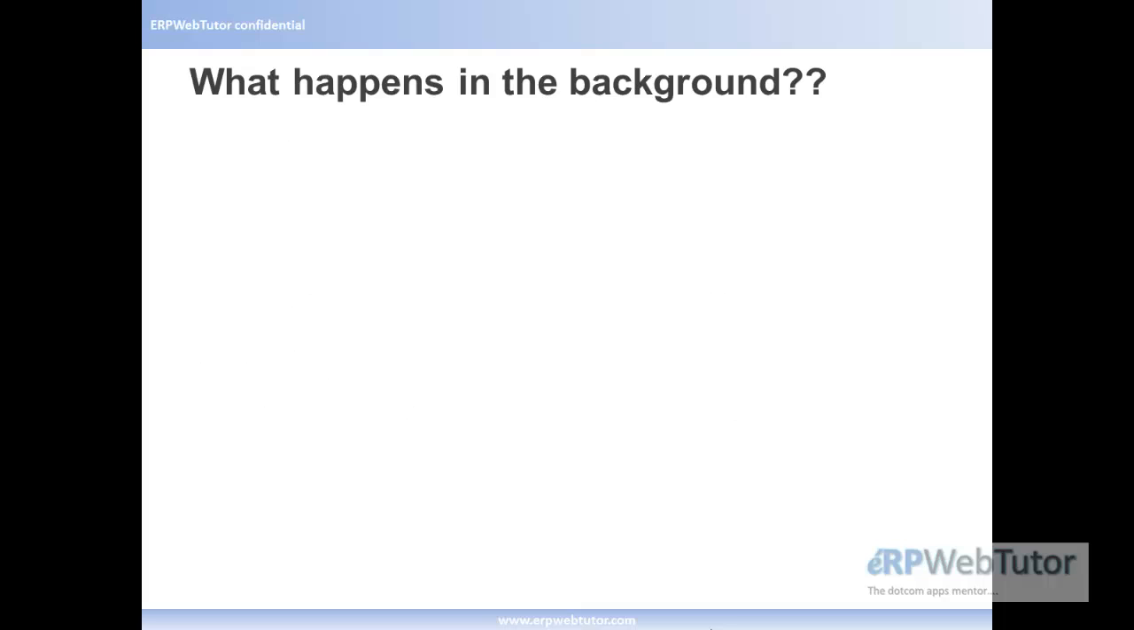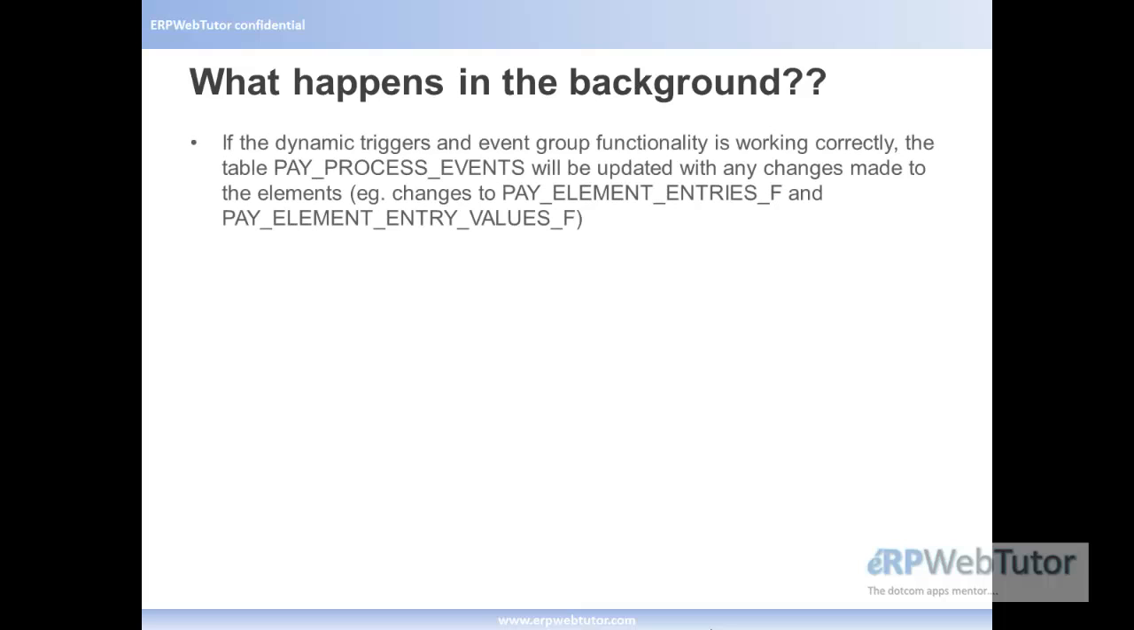So what happens in the background now? If the dynamic triggers and event group functionality is working correctly, the table pay process events will be updated. Once you make the changes and you run the retro notifications report, you will be able to see the employees which are going to be processed. But the moment you make a change in somebody's salary, an event is detected. And how is it detected? It is detected by the dynamic triggers that I mentioned here. And then the event group is actually grouping those triggers on certain tables.